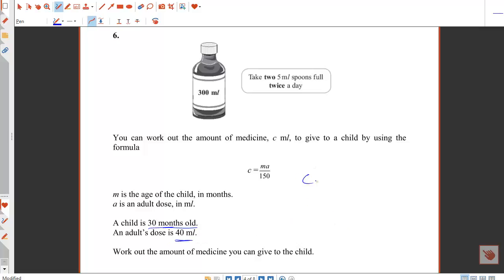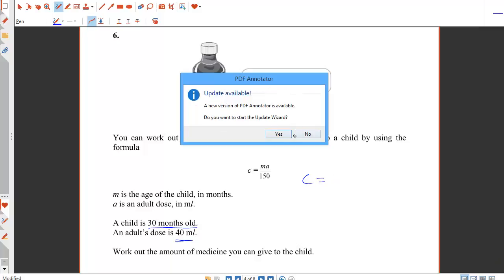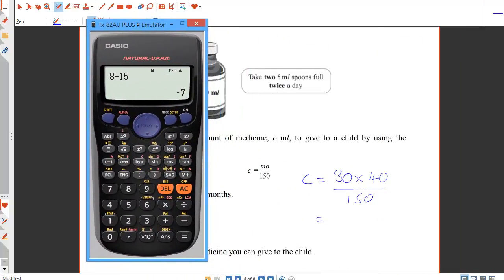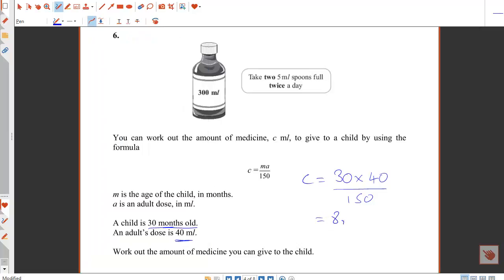So the medicine for the child dose is going to be 30 multiplied by the adult dose divided by 150. If we use the calculator for that, use the fraction template so that we can make it look exactly like it looks written down. Then we have 30 multiplied by 40 and divide that by 150. And so that gives us 8 milliliters.